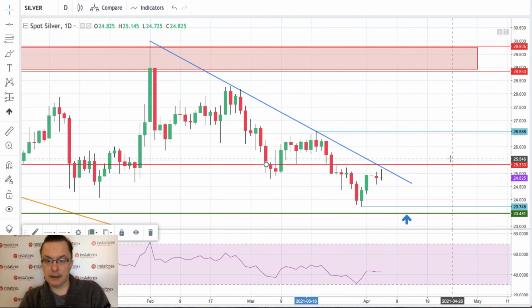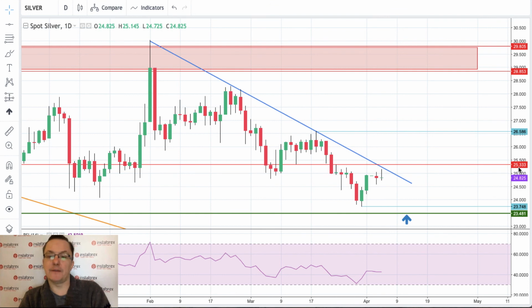I will just put a line. Breakout above 25.33, 34 is a trigger breakout that might result in a rally towards 26.58. As long as we trade below this level, no chance for the bullish rally on silver. We will likely consolidate under the blue trend line or reverse lower towards 23.78 or 23.48 on silver.